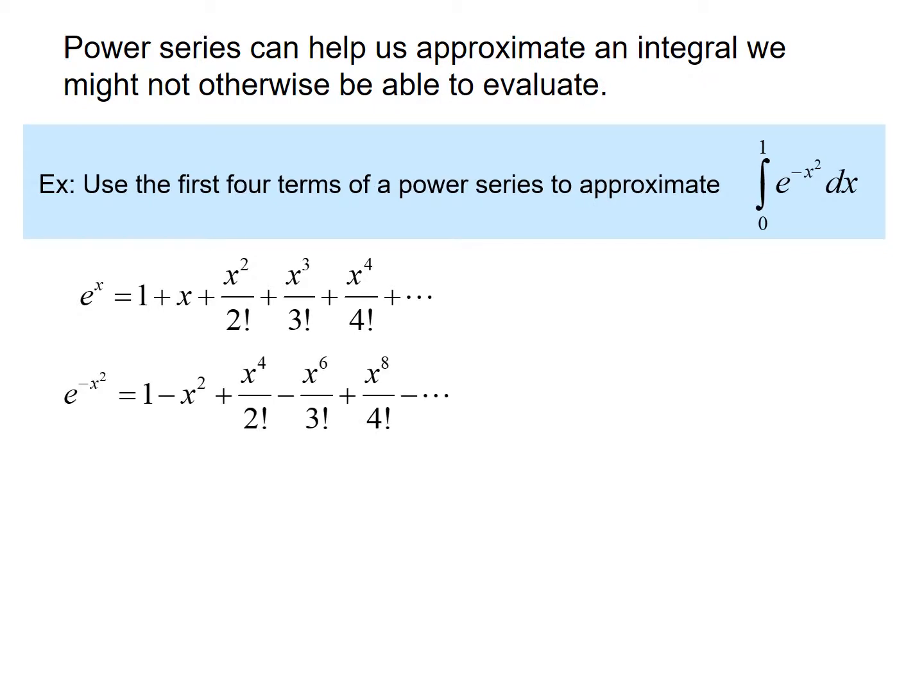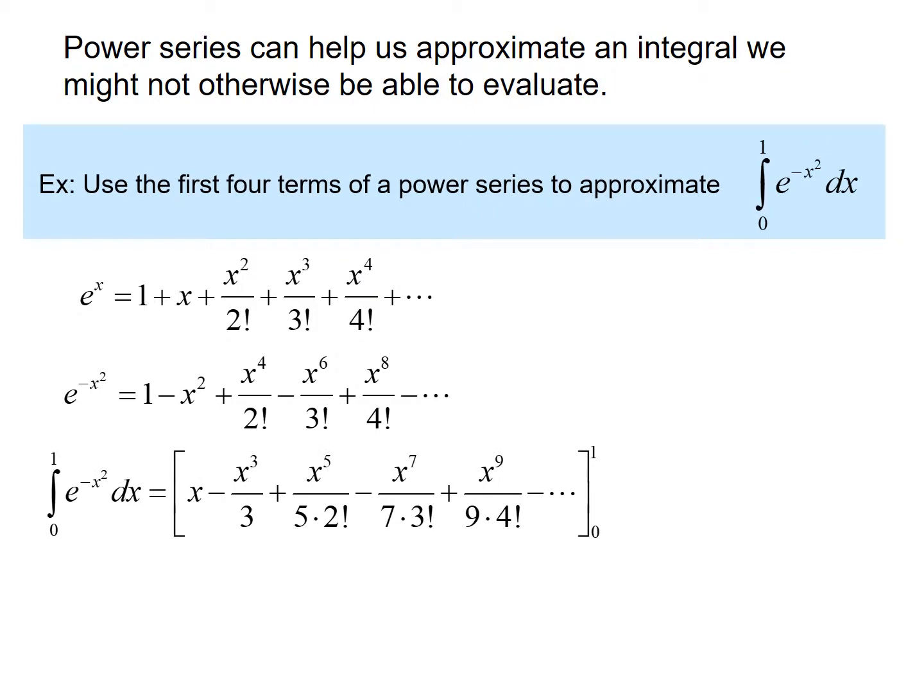We can use substitution to find e to the negative x squared, so replace all of your x's with negative x squared and simplify. And now take the integral from 0 to 1. Now on the left side, we don't know how to evaluate that, so we take the antiderivative on the right side, evaluate from 0 to 1, which gives us these terms here.